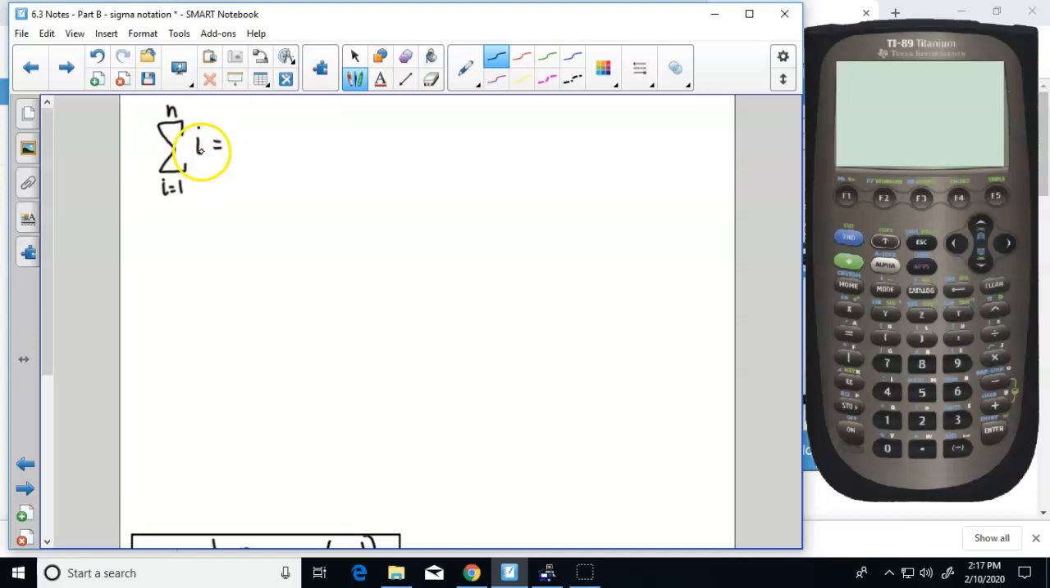So, if I was doing i from 1 to n, that would be 1 plus 2 plus 3 plus dot dot dot plus, I got to go to n. The last one's going to be n. The one before it would be n minus 1. Right? That would be the number that comes before n, n minus 1, and then I'd have n.